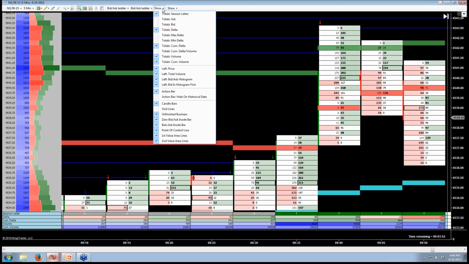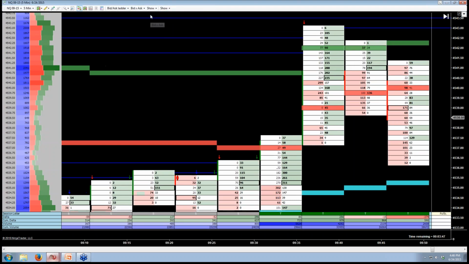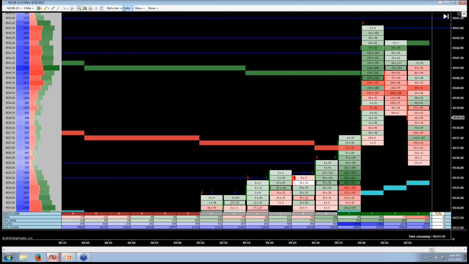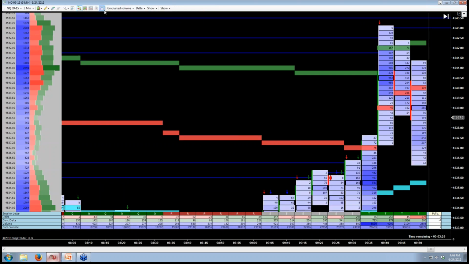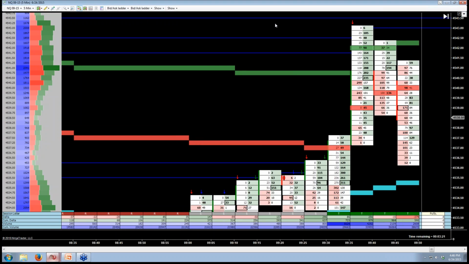But if you don't like to look at it like that, you can look at it as bid times ask. You can look at it as just a delta number. Graduated volume. So you have lots of choices. My preference is the bid-ask ladder, and I use that for everything.